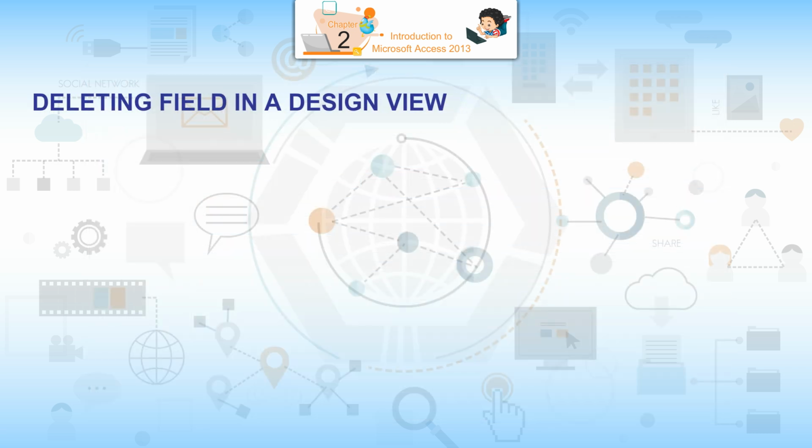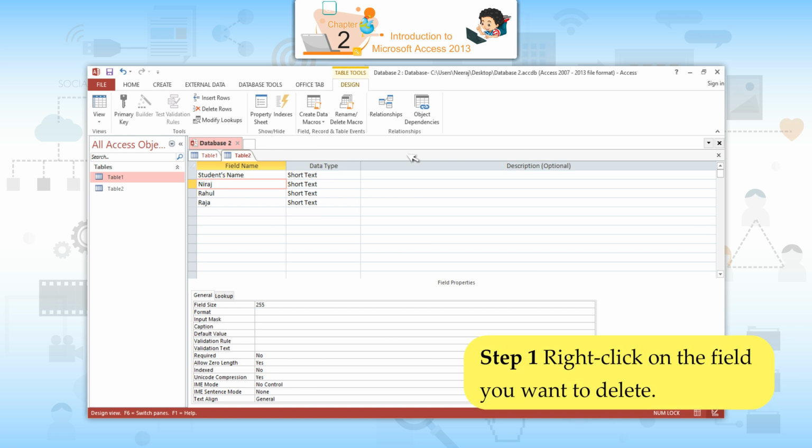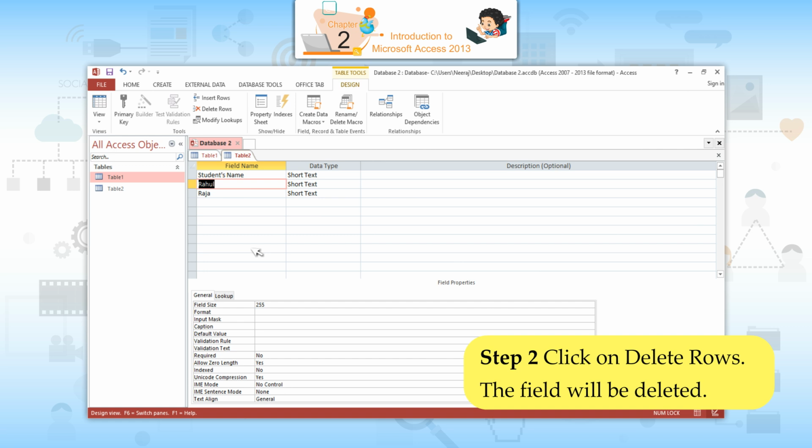Deleting field in a design view. Follow the given steps to delete field in a design view. Step 1. Right-click on the field you want to delete. A drop-down list of menu will appear. Step 2. Click on Delete Rows. The field will be deleted.